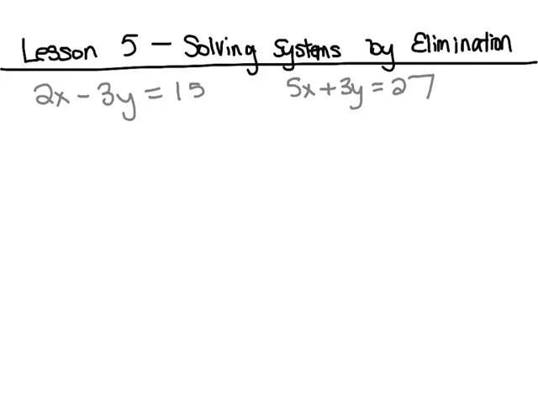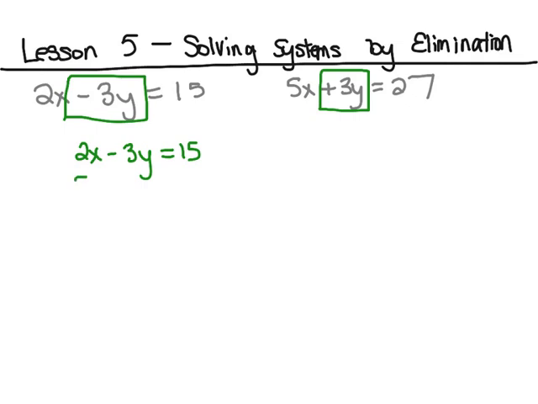Solving systems by elimination. Elimination is a way of adding two equations together or subtracting them to eliminate one of your variables. The first thing you have to do is find a variable that has the same coefficient. This has a 3y and this has a 3y. So now you're going to write out your equations: 2x minus 3y equals 15, and 5x plus 3y is equal to 27.